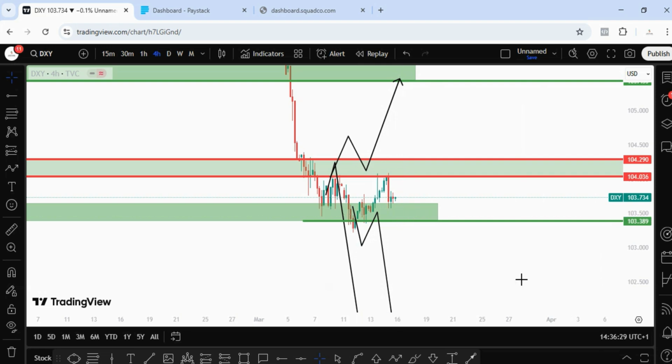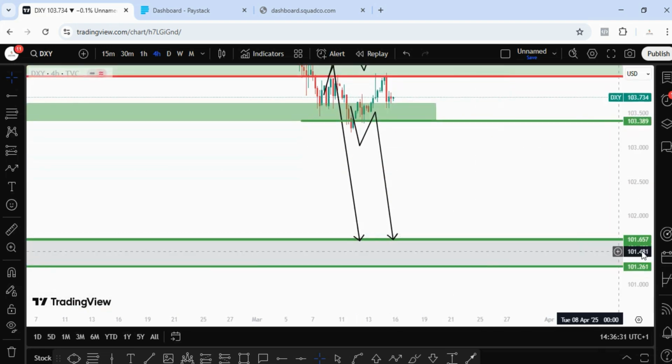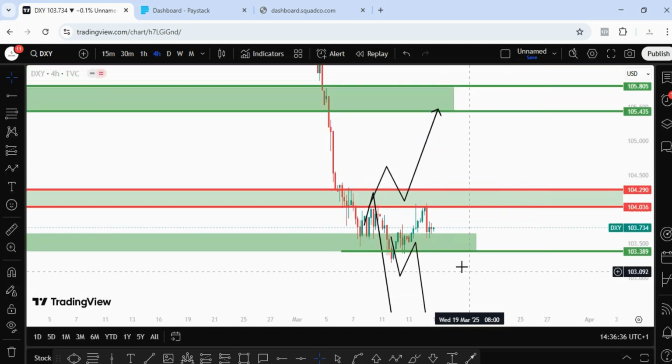Then we'll catch it on the pullback before we continue to the downside, with 101.657 being our bearish target. And for the bullish target, I would like to see price break above 104.290. Then we'll catch it on the pullback.